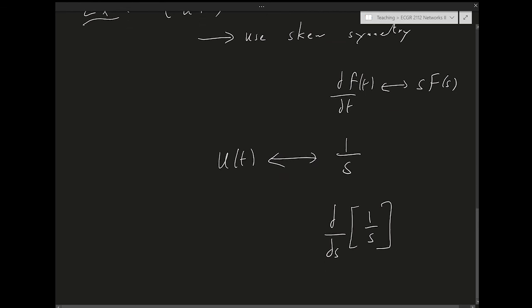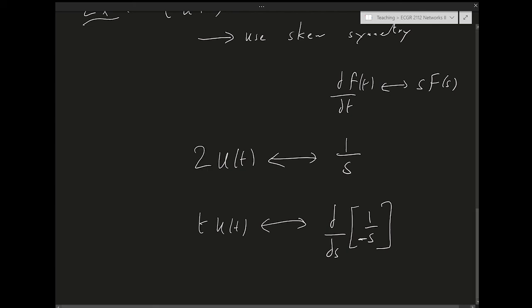So using skew symmetry, d over ds of this should give me the same thing times t, right? But now because it's skew symmetric, there's a negative sign here. But I want to find the Laplace transform of t u of t. So I take the negative sign to the other side of the transform. I can do that, right? I can multiply both sides by constants and nothing changes.